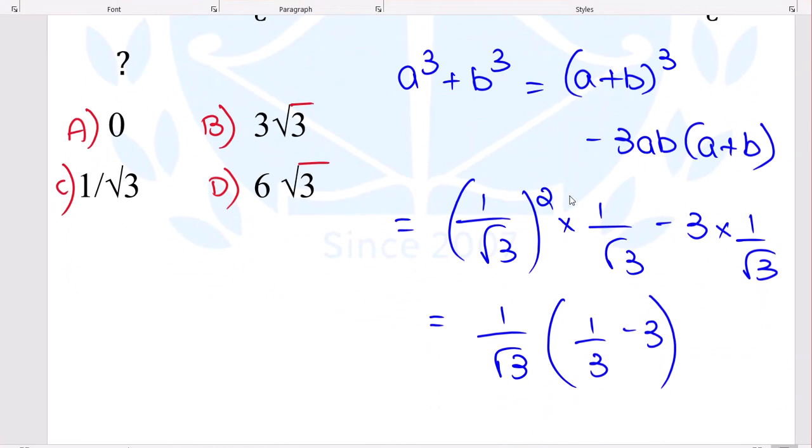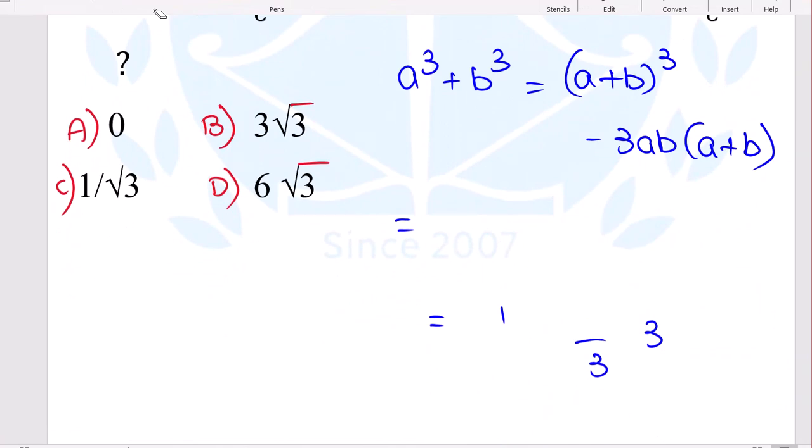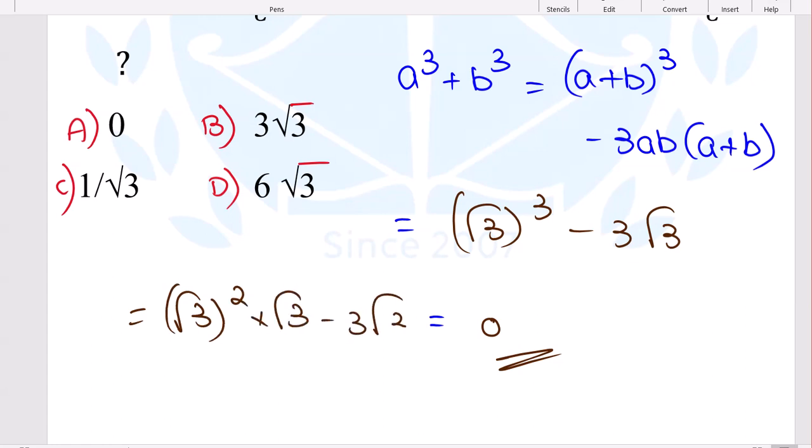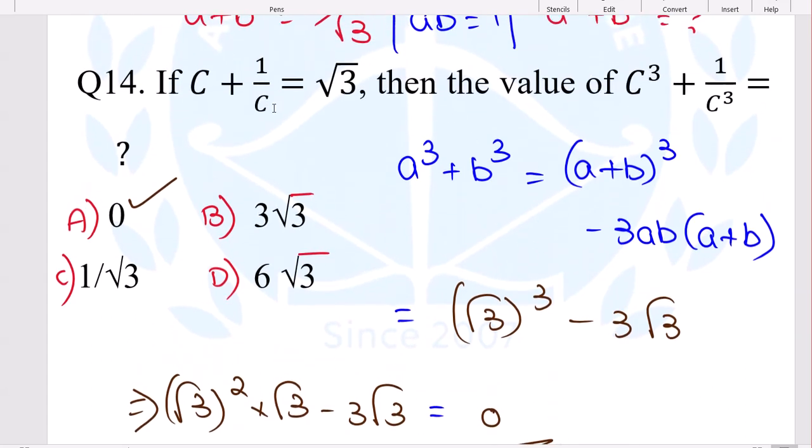Then put that root 3 here: root 3 whole cube minus 3 into root 3, which is nothing but equal to 0. Root 3 whole cube can be written as root 3 whole square into root 3, which is nothing but 3 root 3 minus 3 root 3. That comes to 0. Option A. Instead, I took the question wrong. I took C plus 1 by C as 1 by root 3, it's actually root 3.